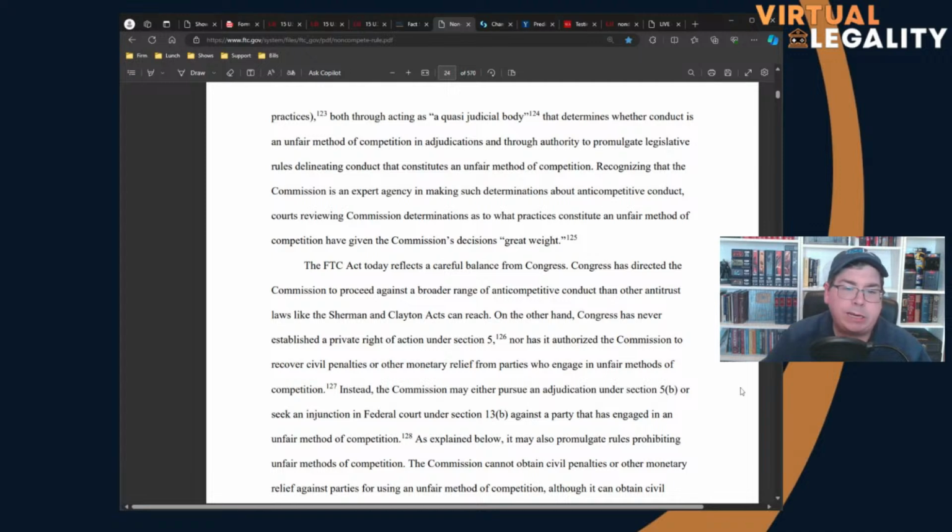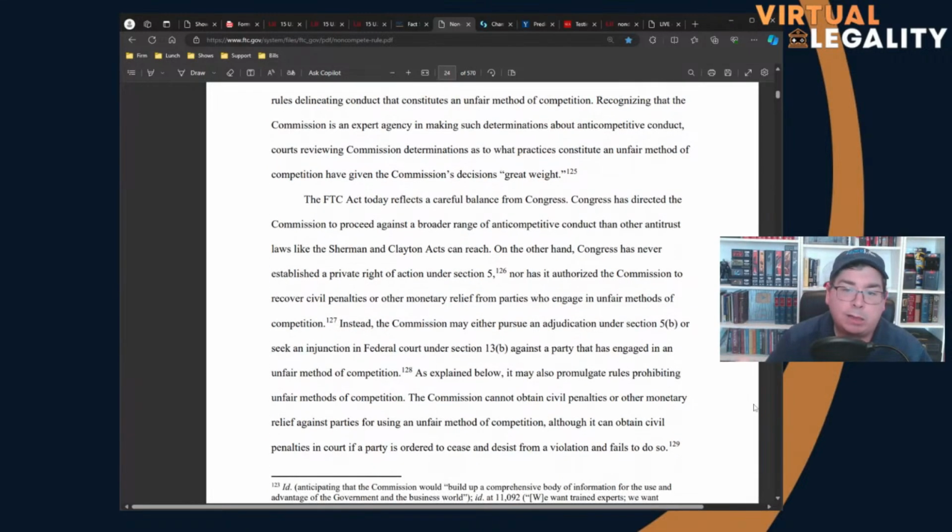Congress has directed the Commission to proceed against a broader range of anti-competitive conduct than other antitrust laws like the Sherman and Clayton Acts can reach. On the other hand, Congress has never established a private right of action under Section 5, nor has it authorized the Commission to recover civil penalties or other monetary relief from parties who engage in unfair methods of competition. Instead, the Commission may pursue an adjudication under Section 5(b) or seek an injunction in federal court under Section 13(b) against a party that is engaged in an unfair method of competition. So the Act itself talks about what methods the FTC is supposed to be able to use to go against these unfair methods of competition, and this ban, says this lawsuit, is outside that.